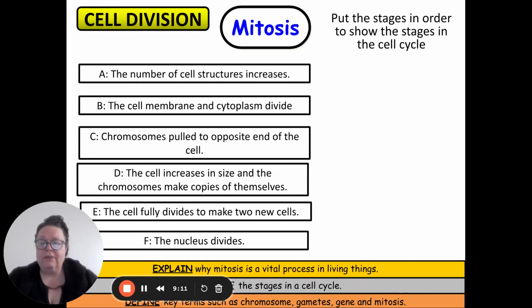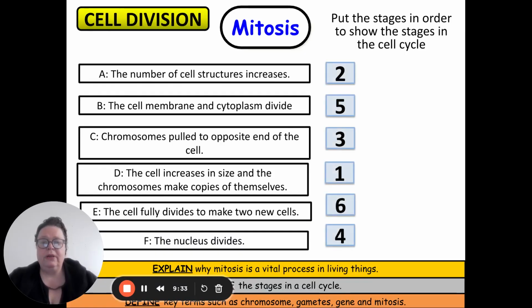So, little challenge for you. We need to try and put these in order of the cell cycle. So pause the video and have a little go. Right, hopefully you've had a little look and tried to have a go. So let's put them in order, in number order.